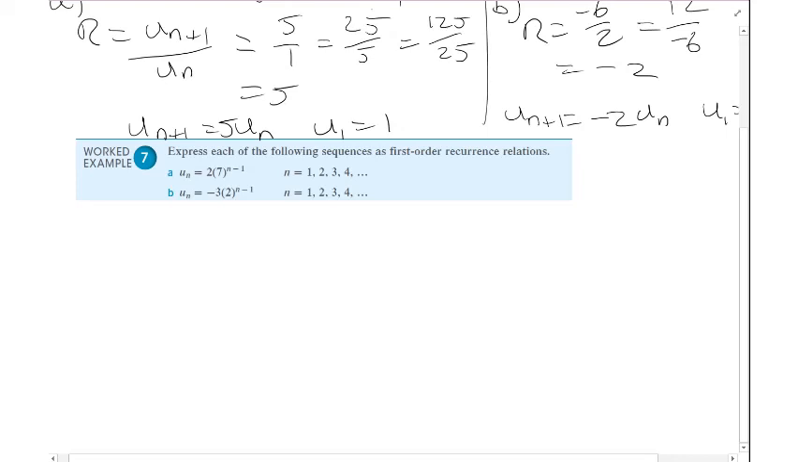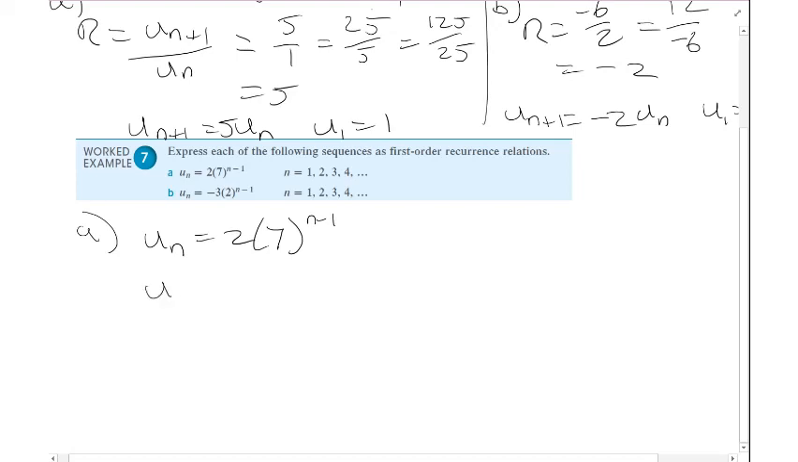So let's have a look at this last one. This is the last example here. All right, so let's look at A. What we've got to put here, you're looking at what number you've got, n minus 1 up there. So I'm going to go Un, let's write the equation out, Un equals 2 times 7 to the n minus 1. So it's like an index power thing up there.